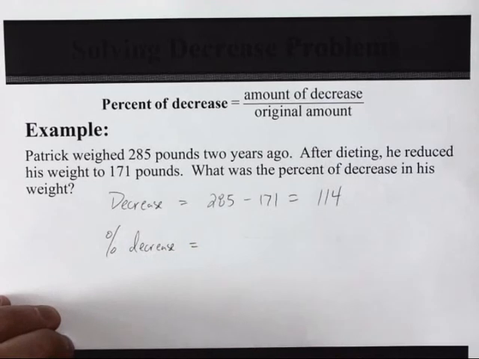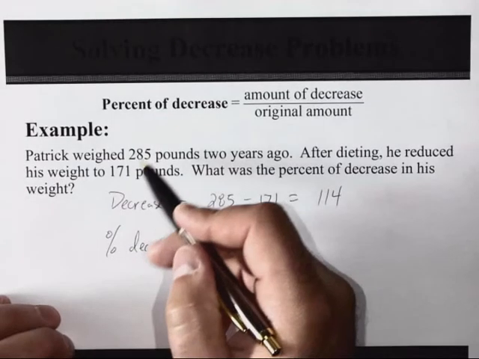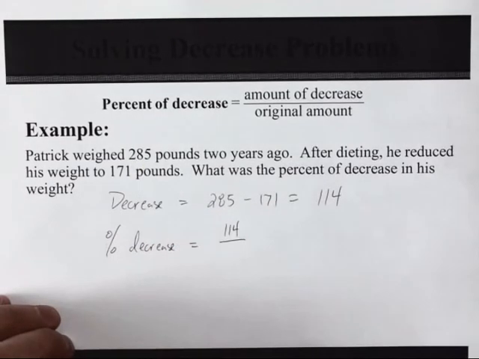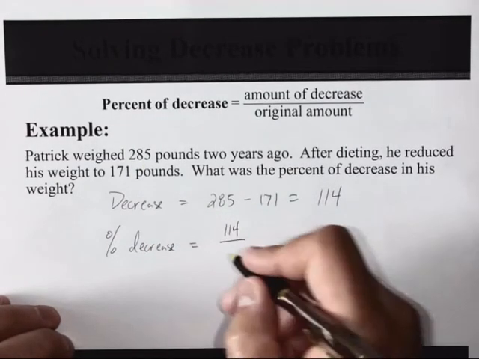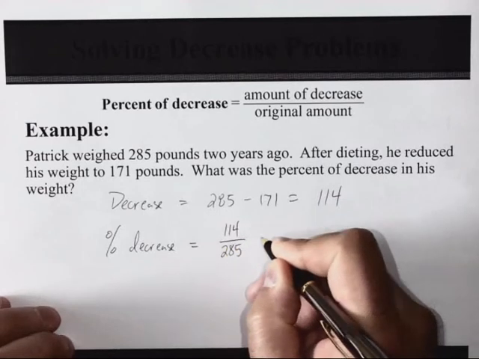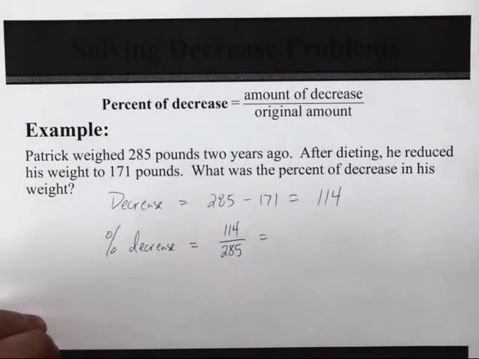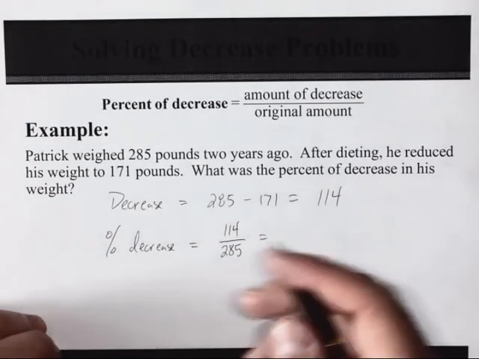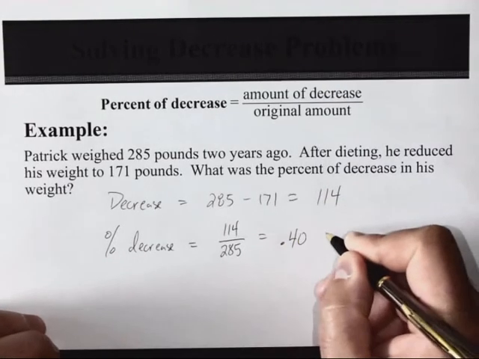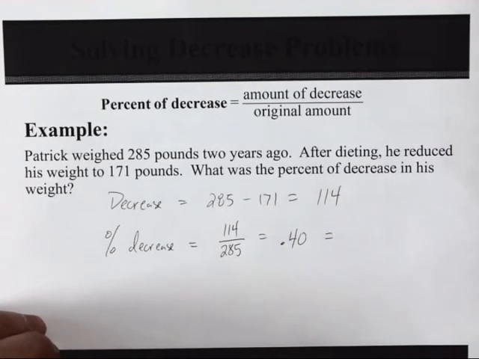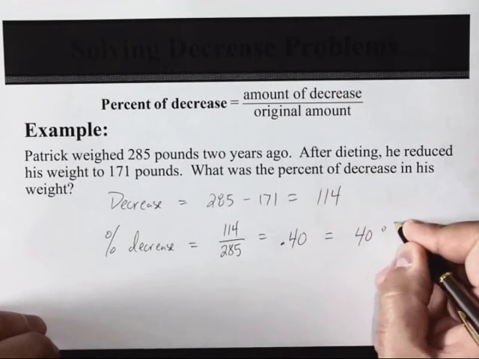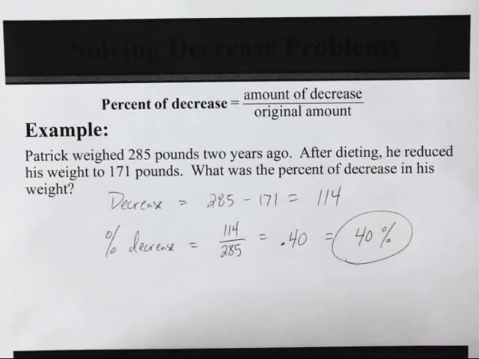So then the percent decrease is going to be the amount that he lost over, once again, the original. And if this is a decrease, it's going to be the larger of those two numbers, right, since it was a decrease. So 114 divided by 285, which is 0.40. And then that is the percentage as a decimal. So then move it to the right two places to make that a percent. So 40% decrease in his weight.